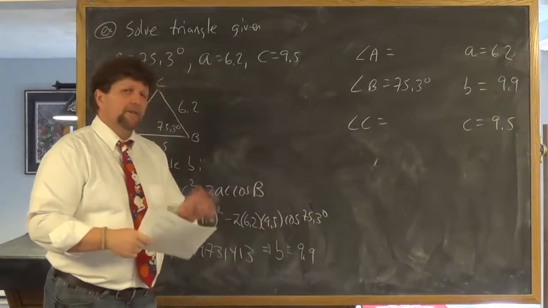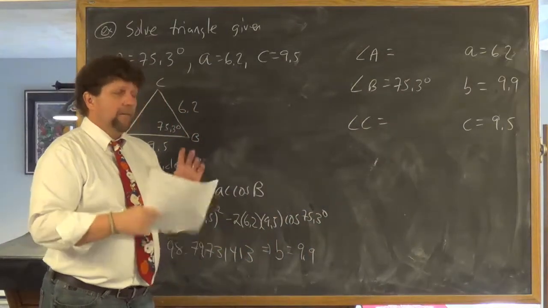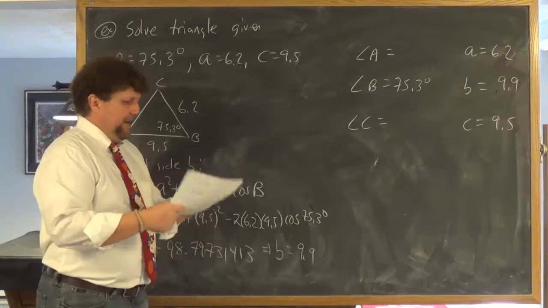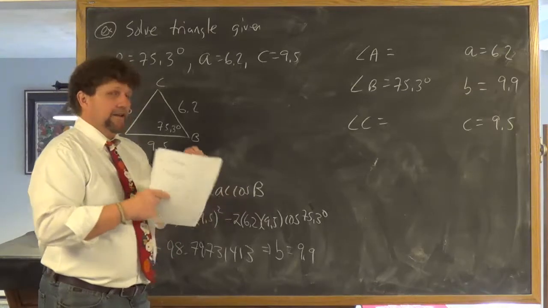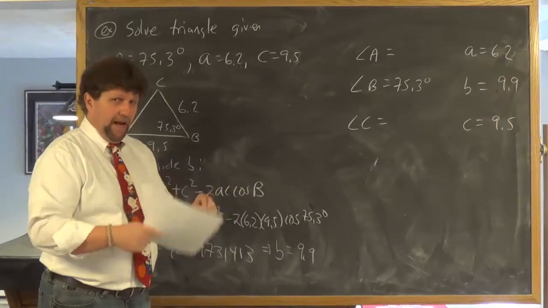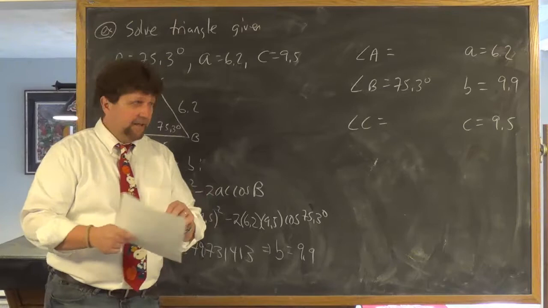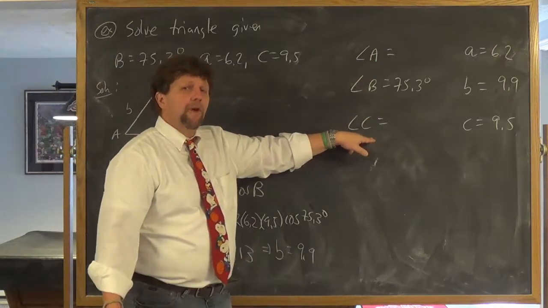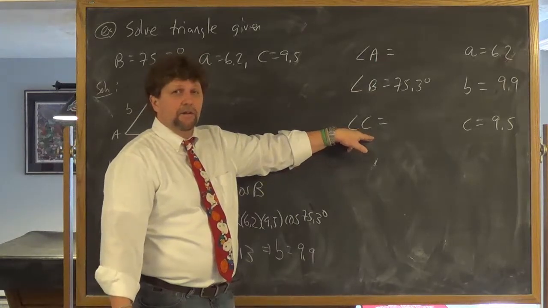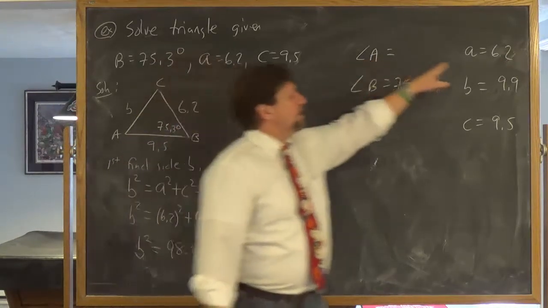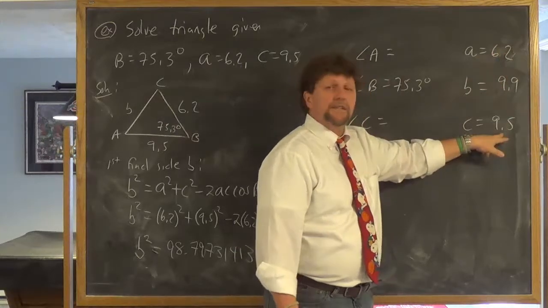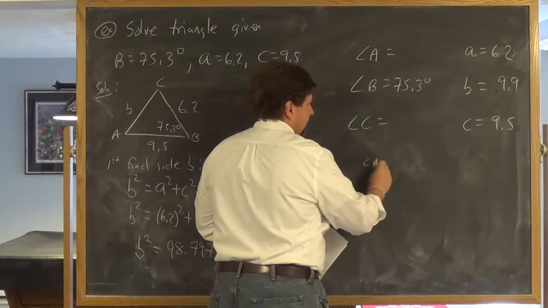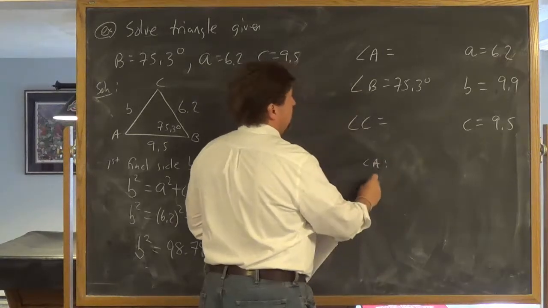Now we have two angles left to find. I'm going to use the law of sines. My guidelines say, next, find the smaller of the two remaining angles using the law of sines. You have angle A, angle C. Which one of those two angles is the smaller? It would be angle A, because side A is smaller than side C. So we're going to come over here, we're going to find angle A using the law of sines.